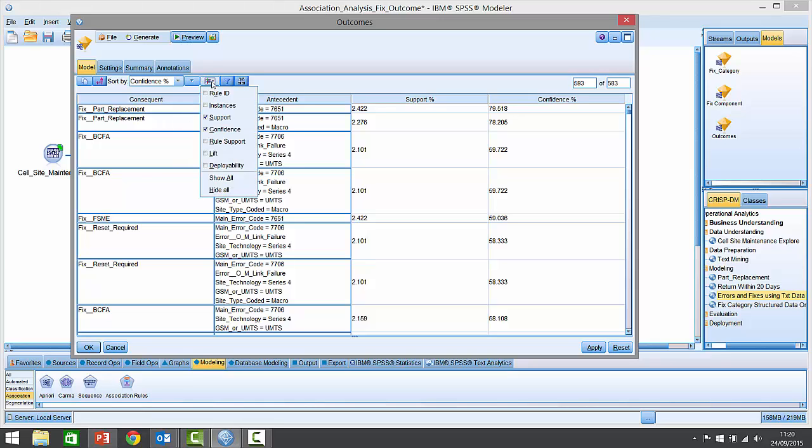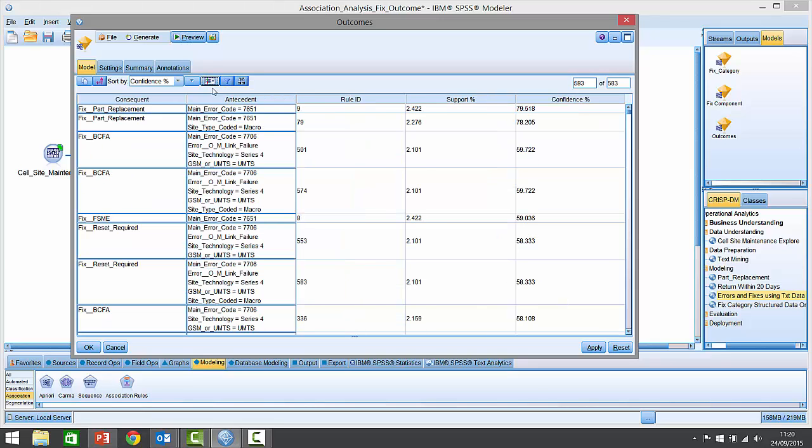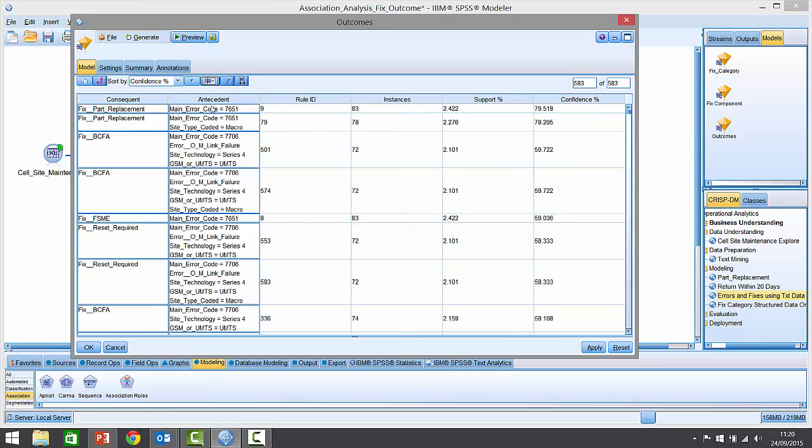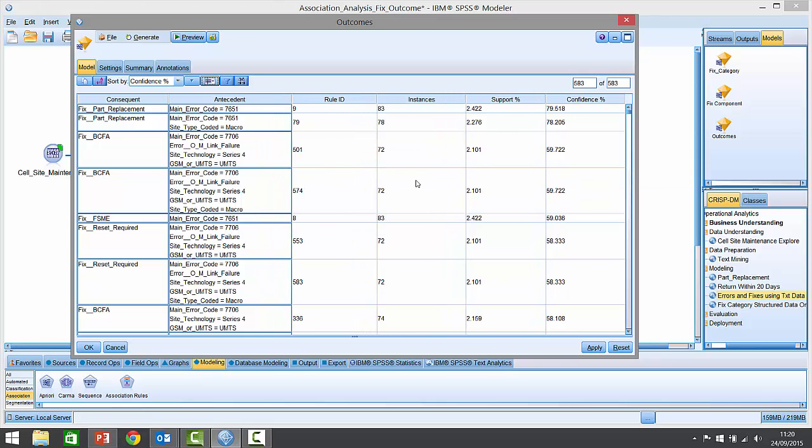And I can ask it to throw in some more information here, such as a rule ID and the number of instances. So you can see there are only 83 instances here, hence 2.4%, and it's been given a rule ID of 9. You can see also that the model has actually generated 583 rules. So one of the ways in which we use this algorithm is that we have a lot of control over how strong a rule we want, how many rules we want to create, et cetera.